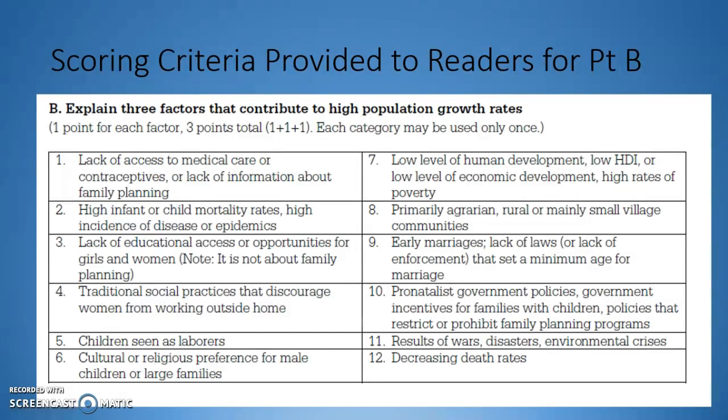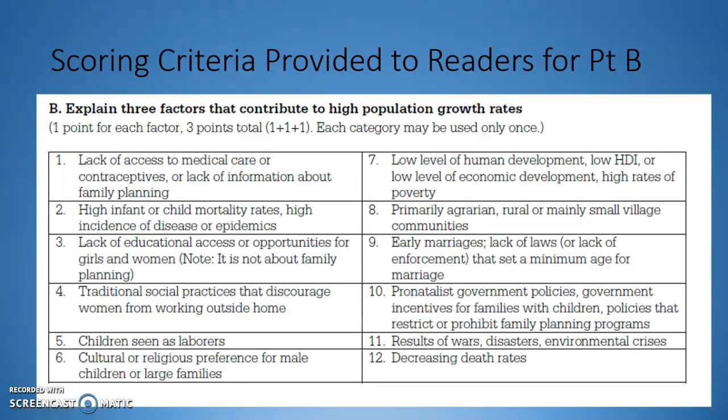Okay. 3, that there's a lack of educational access or opportunities for girls and women, but this is not one that talks about family planning. So if somebody's talking about educational access and opportunities for girls and women, and they're talking about knowledge about health, or knowledge about family planning, that's going to go under B1, not B3. If they're just talking about how girls don't have access to schools and are not attending elementary school, junior high, high school kind of stuff, that's going to be a B3.